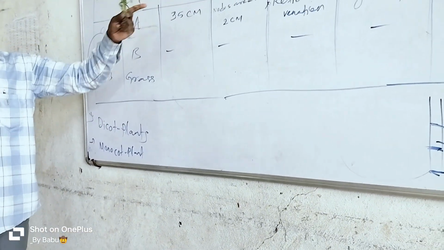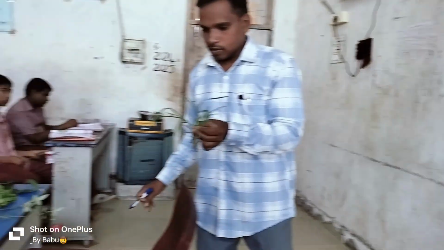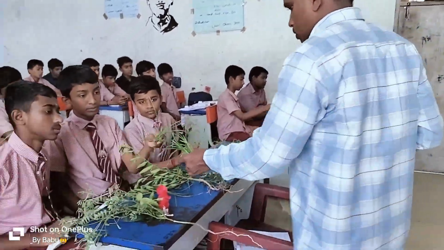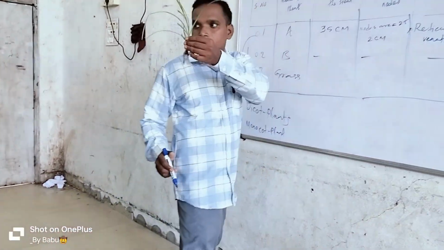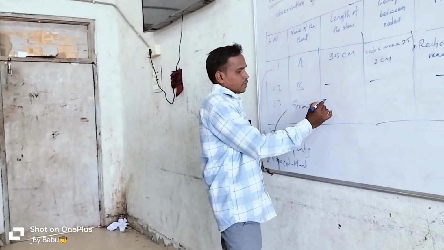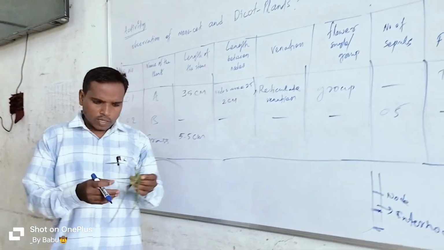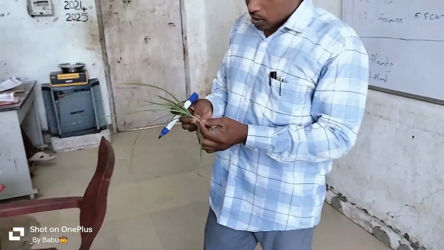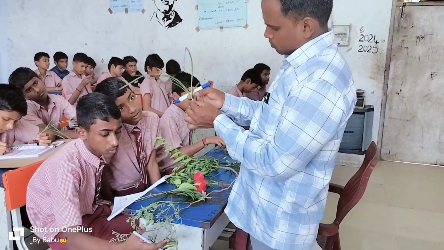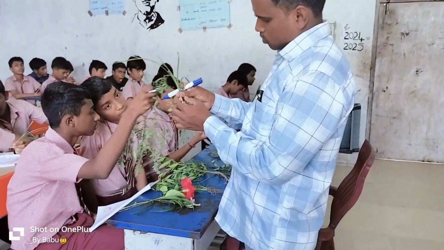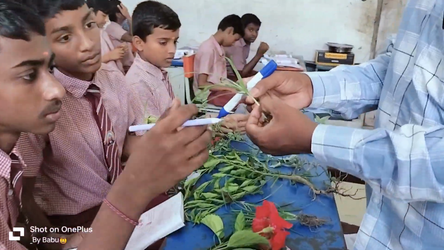Length of the stem. You have to measure the length of the stem. 5.5. You can measure this plant as well. This plant's stem length is 5.5 centimeters. Other than the length between nodes, are you seeing any nodes in this plant? Okay, here one node is there. A different structure we are noticing.